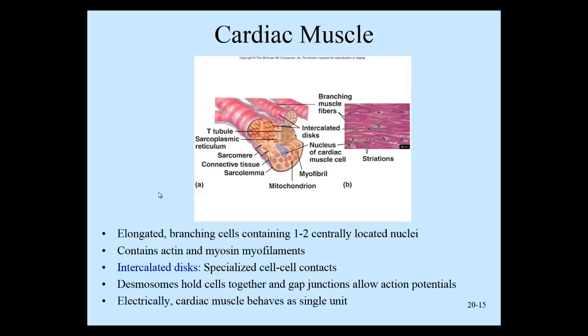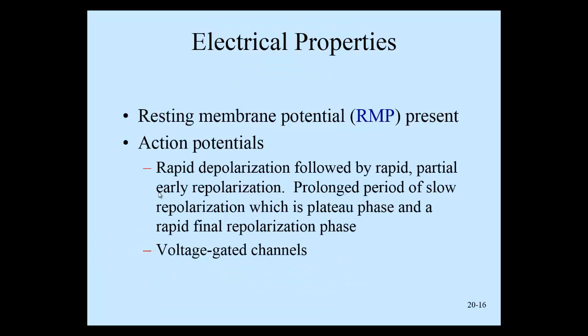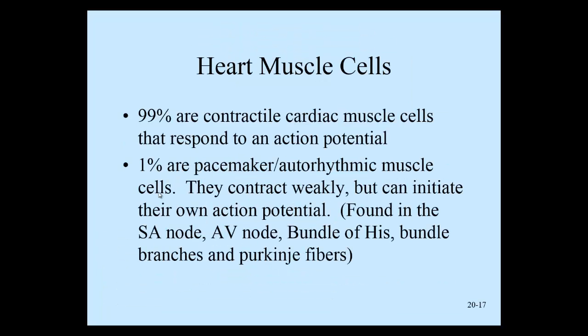So we reviewed the electrical properties of the heart, and we looked at the different types of action potentials that occur in the heart. Recall that 99% of the heart muscle cells cannot generate their own action potential. They can only respond to an action potential. The other 1% are the pacemaker cells, which we find along the conduction pathway. These can generate their own action potential.